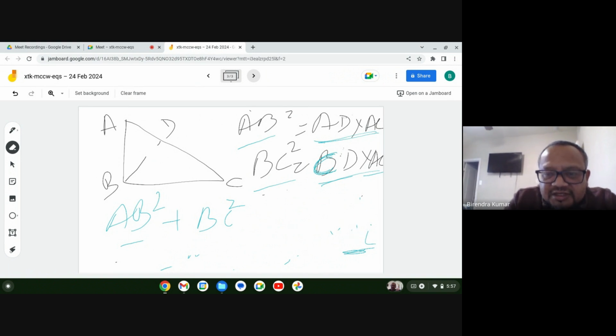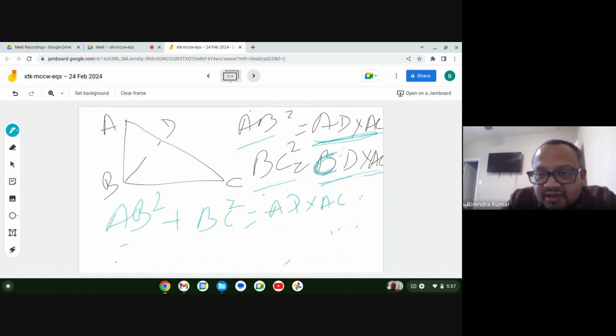So I know this is sounding a little complicated, but I will come to that. Okay, I'll explain to you guys. So this equals AD into AC plus CD into AC. Between these two, I can take AC common, right? AC is common in these two, right?